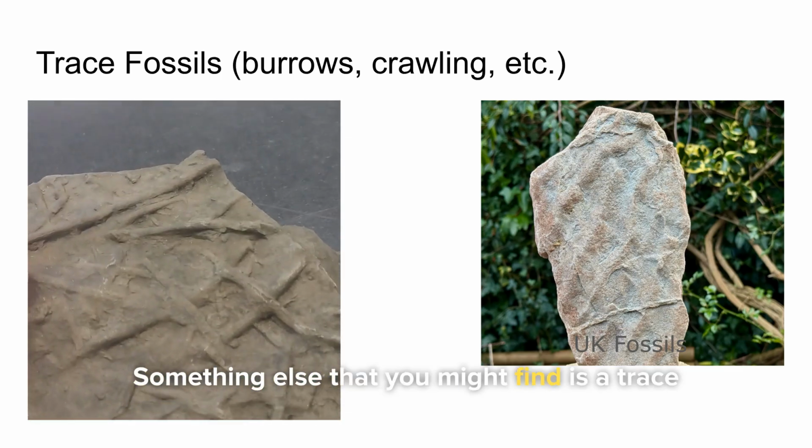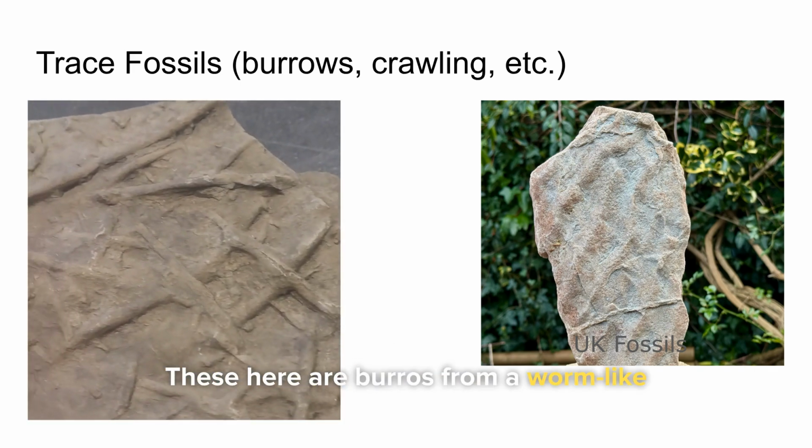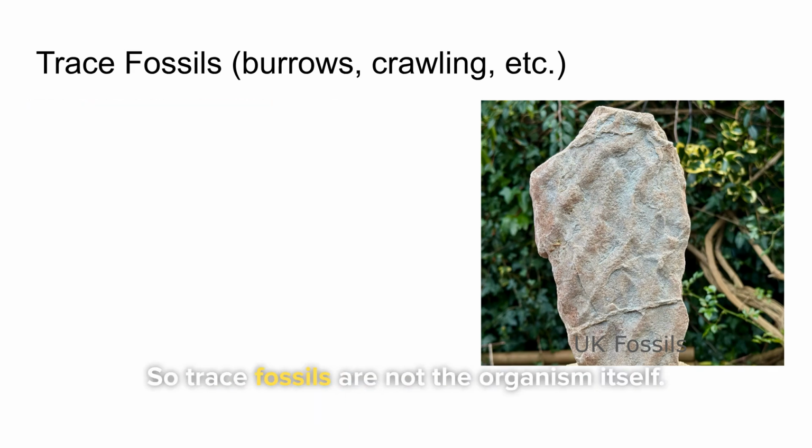Something else that you might find is a trace fossil. These here are burrows from a worm-like creature. Trace fossils are not the organism itself. They are some kind of evidence of the organism. This could be burrows, it could be things like footprints. It's just something that the organism left behind, essentially, besides its own body. We can actually see these in a lot of places.